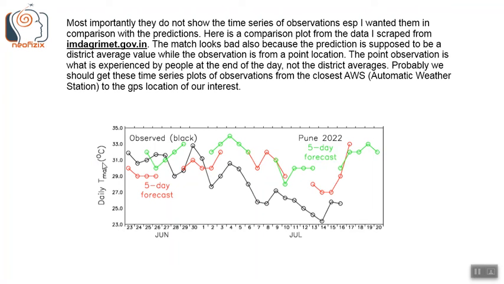This plot shows the daily maximum temperature observed in one weather station at Pune in black. And that is compared with the 5-day forecast that IMD puts out every 3-4 days. The forecasts are plotted in red and green. We shall not go into the details of analyzing this plot here. We'll just move on.